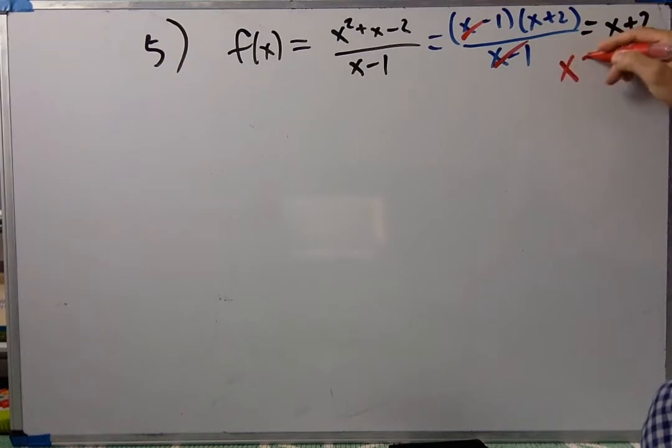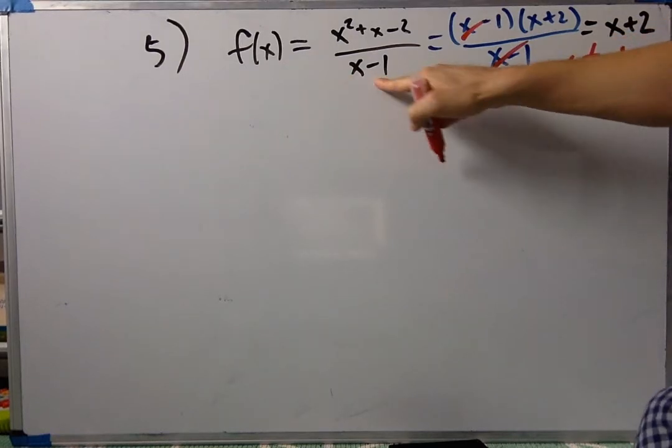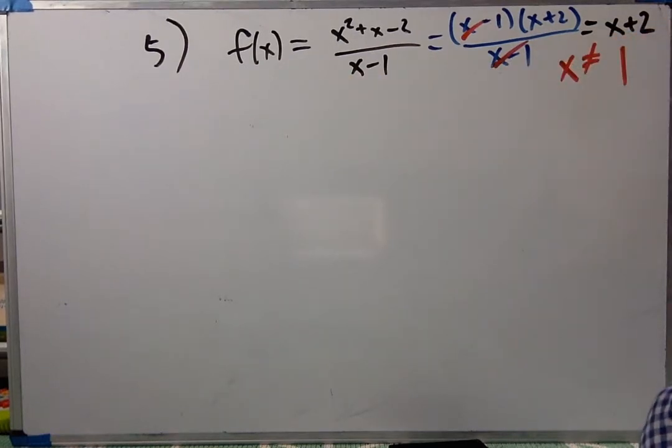So this original function, this rational function, is actually just x plus 2 in disguise, except with the caveat that x cannot be equal to 1, because then I'd be dividing by 0. That's the necessary restriction on the domain.